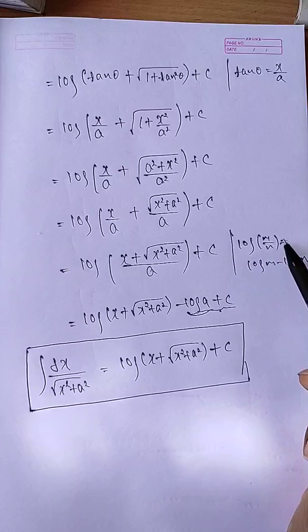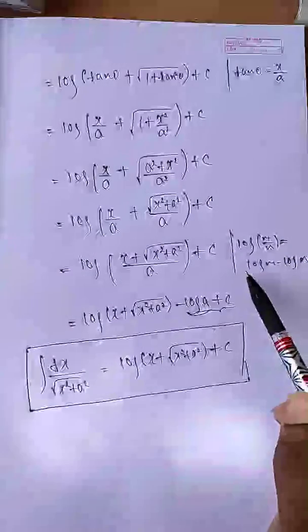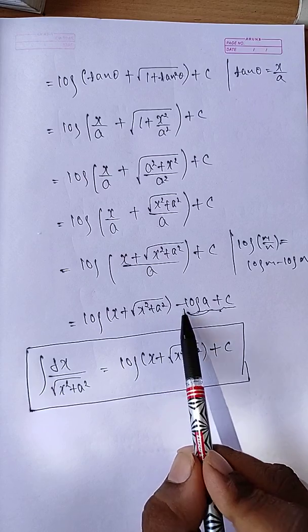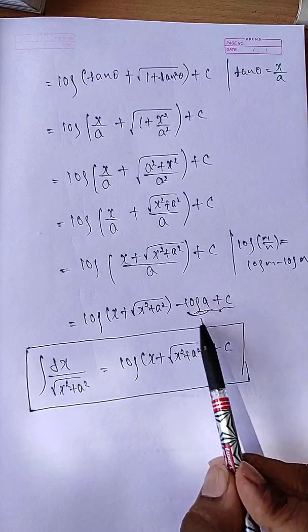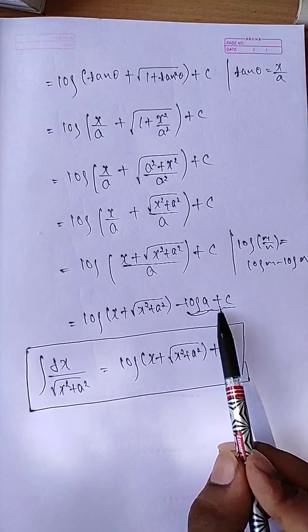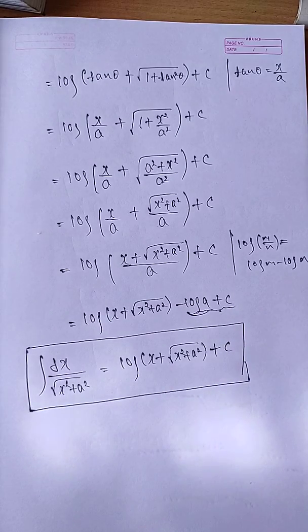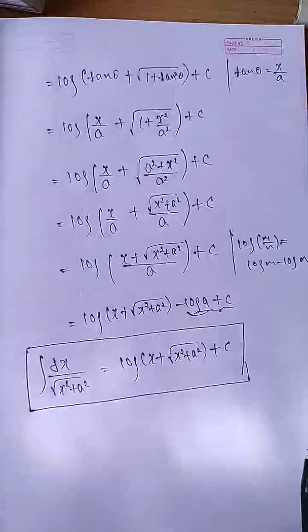It is in the form of log m by n. What is log m by n? Log m minus log n, meaning log of x plus root of x square plus a square, minus log a, plus c. Log a is a constant. A constant added with a constant gives a constant. So this is the standard form. Is it okay? Is it clear?